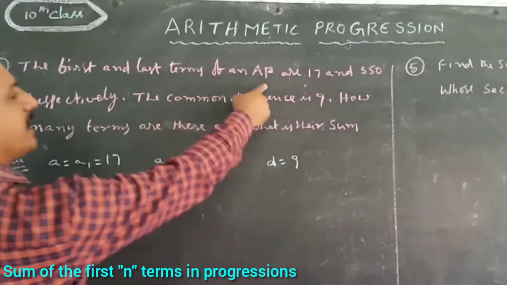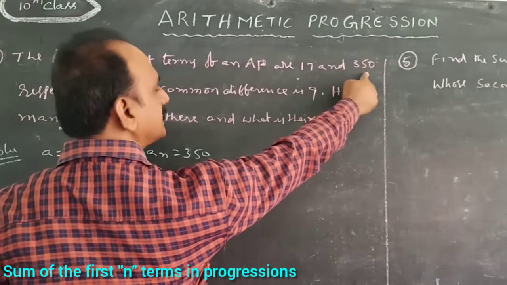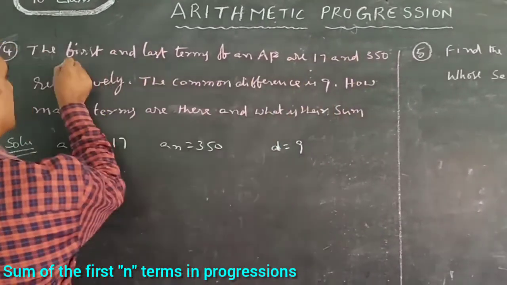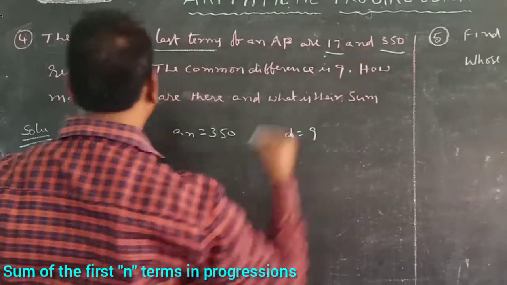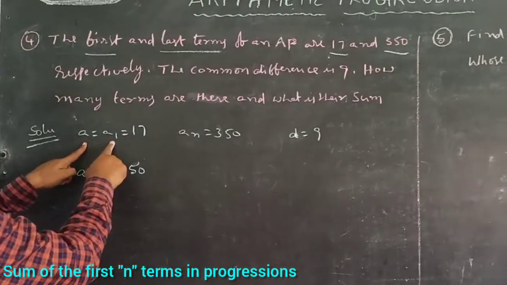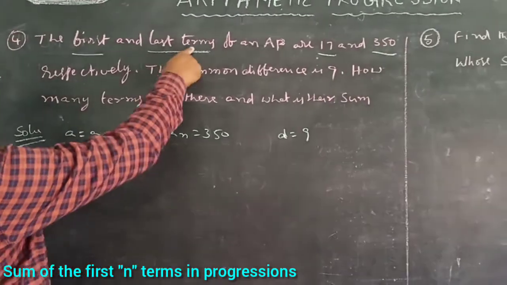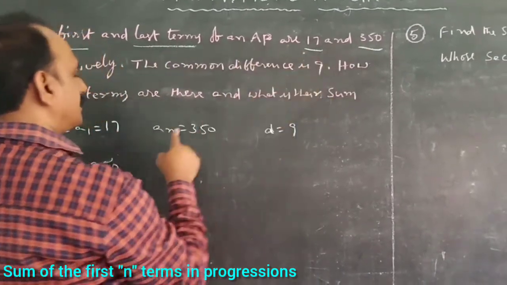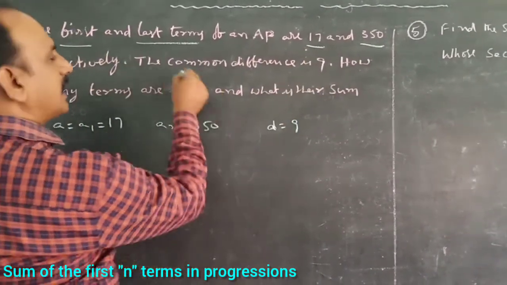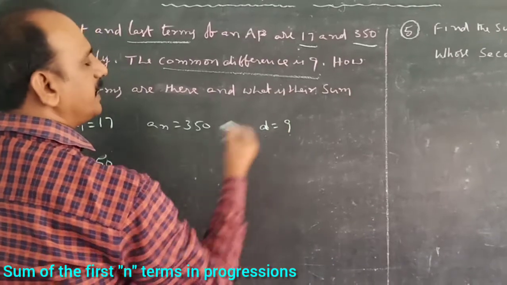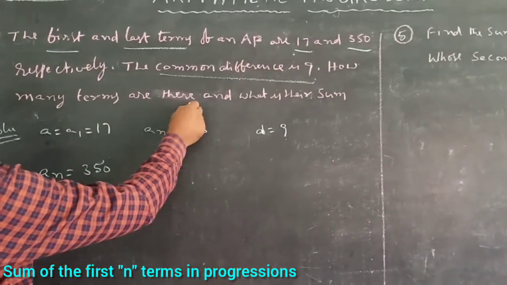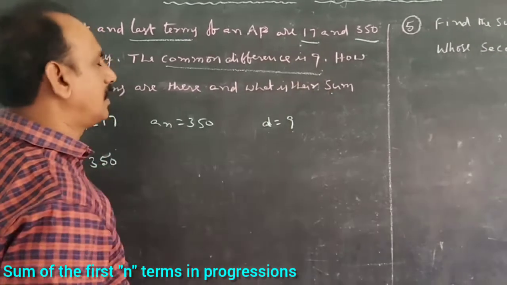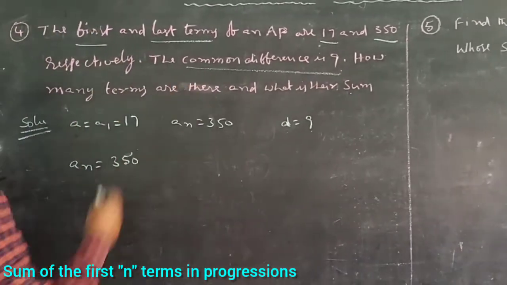The first term of an AP is 17 and the last term is 350. First term is A1 equal to 17. Last term is equal to 350. Common difference is 9. So D equal to 9. How many terms are there? And what is their sum?